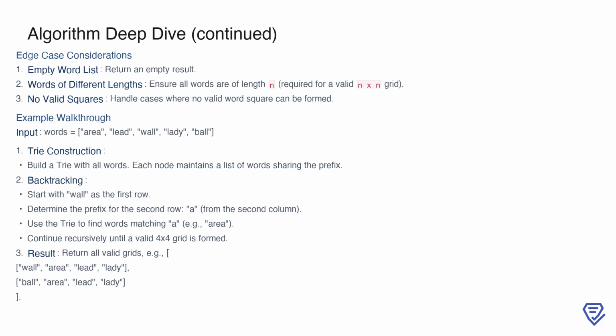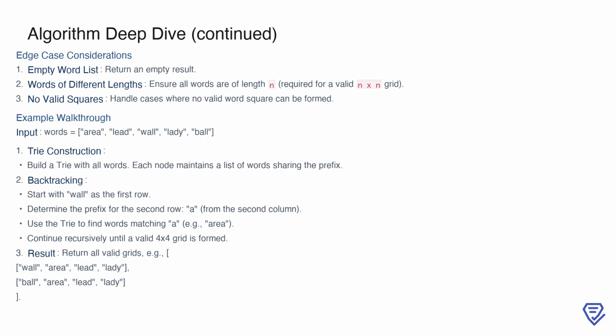When implementing this algorithm, it's essential to handle edge cases carefully. If the input word list is empty, we simply return an empty result. Additionally, all words must be of the same length n, as this is required to form a valid n×n grid. If no valid word squares can be formed, the algorithm should account for this and return an empty result as well. To better understand the process, consider an example where the input words are area, lead, wall, lady, and ball.